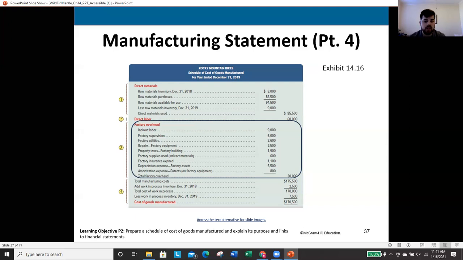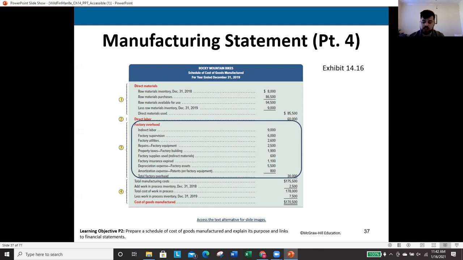So you've got to pay that utility bill, so it is part of factory overhead. Repairs on factory equipment, property taxes, notice, on the factory building. Because it is related to the factory, those property taxes are a factory overhead item, which is a product cost. We then see things like factory supplies used, and notice the key here. The one key is, of course, the word factory, but the other here is indirect materials, telling us that these items are related to production.